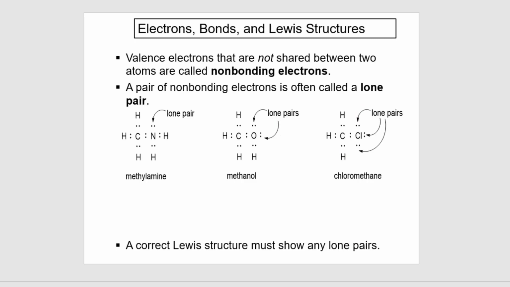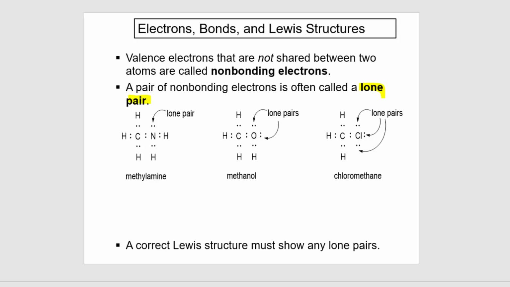Valence electrons are going to be the first way you'll become comfortable with bond trends. Valence electrons that are not shared between two atoms are called non-bonding electrons. A pair of non-bonding electrons is called a lone pair, and this is what we're going to be calling it. I will call them lone pairs.